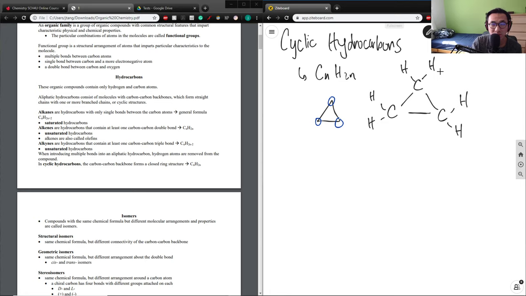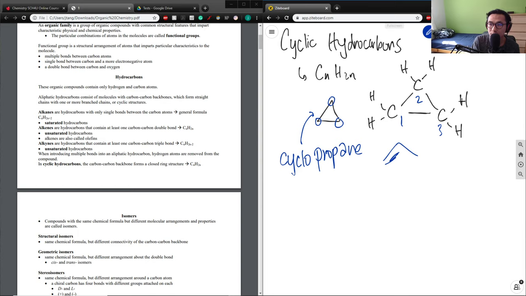Naming rules still apply, so we find the longest chain. In this case, it's just circular. This is 1, 2, and 3. So in my prefix, I will have prop. You can refer back to the chart. These are all single bonded, so it says propane. However, we know propane is actually this, so we need to figure out how to denote that this is a cyclic hydrocarbon. To do that, we add cyclo in front of our name. So this here is cyclopropane.